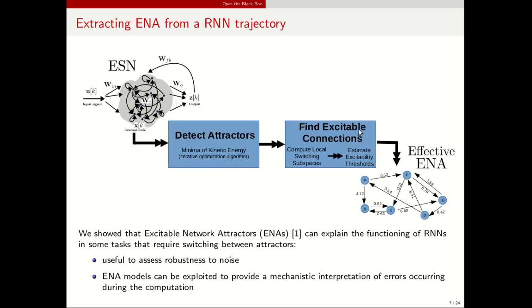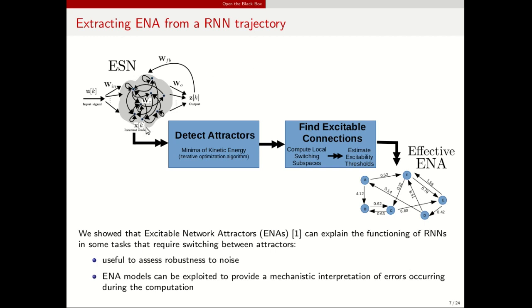So the main idea of this paper was to extract an excitable network attractor observing a trajectory of a recurrent neural network while this was running. And so those are the two main steps of the procedure.